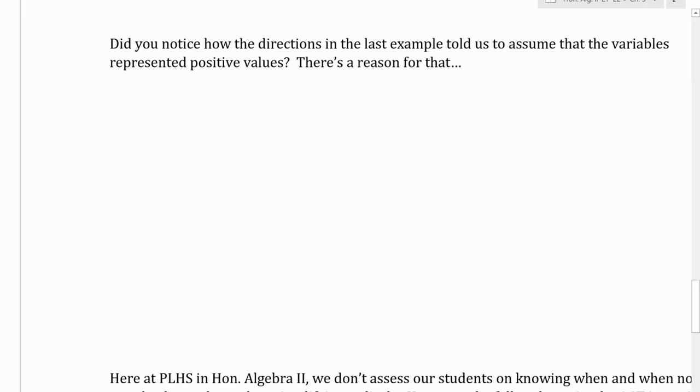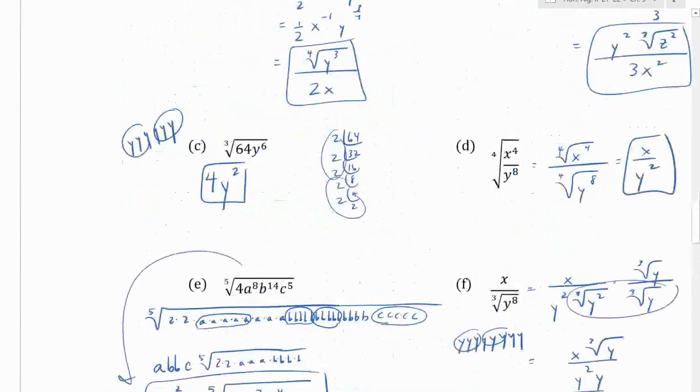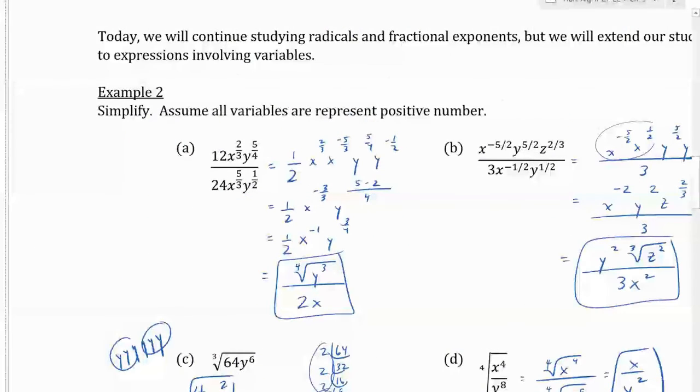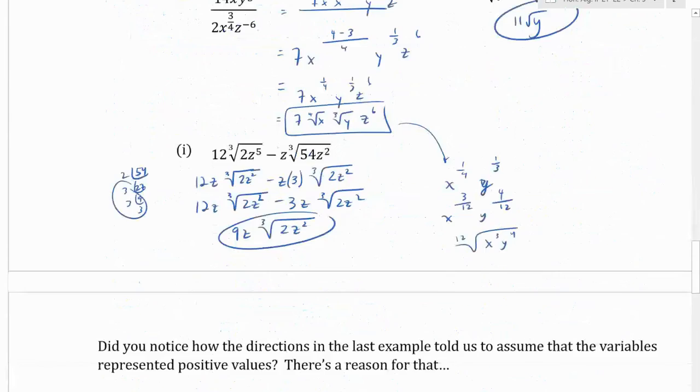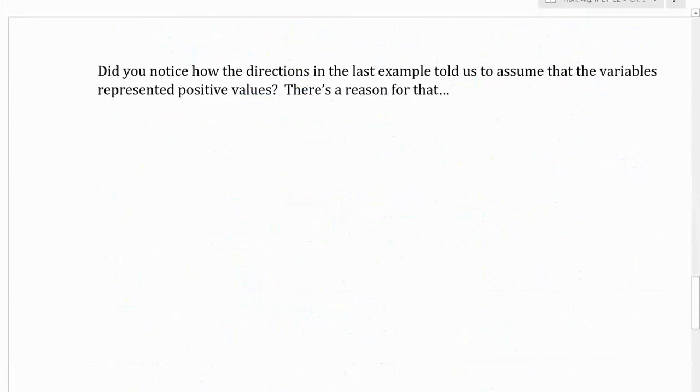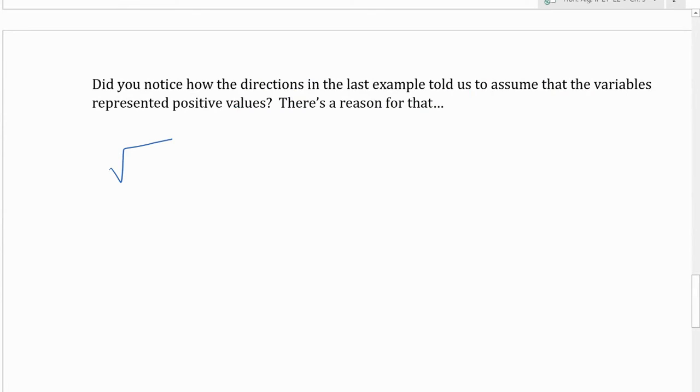We don't worry about when to put absolute values when you're working with square roots and variables. Did you notice how on these directions it says assume that all variables represent positive numbers. Oh my gosh, I got 2 mistakes. Well, okay. So, like we were just saying, if I took the principal square root of x squared, we were just saying it's x.